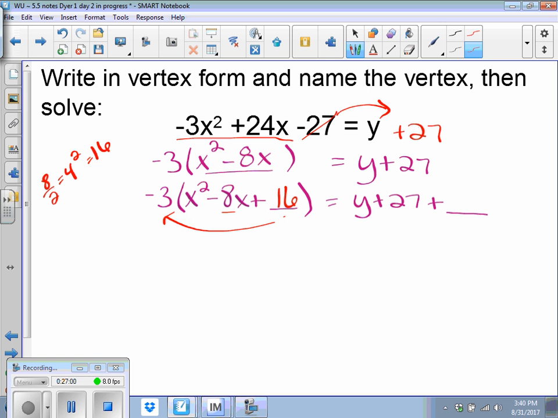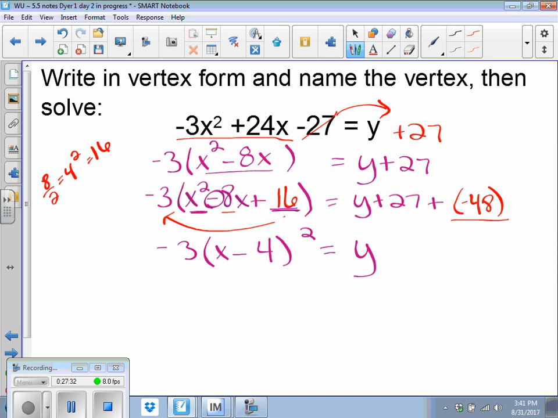16 times -3 is -48. Okay, so we add -48 to the right-hand side. So we write our binomial squared on the left, so -3 still stays on the outside. Square root of x squared is x. Use that sign, it's minus. Square root of 16 is 4. Equals y. Now you have plus 27 plus -48, which is -21.